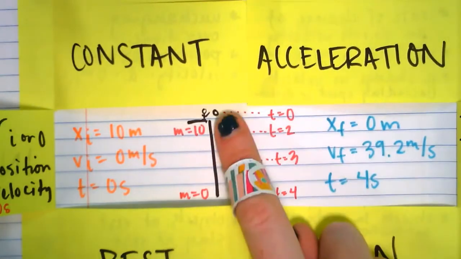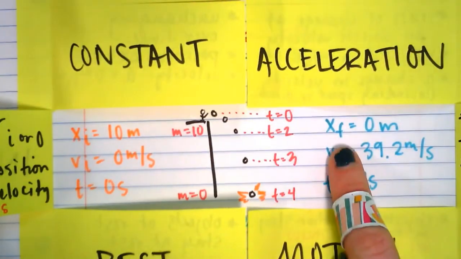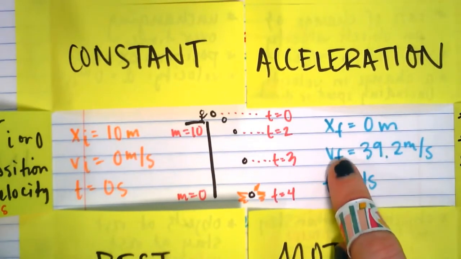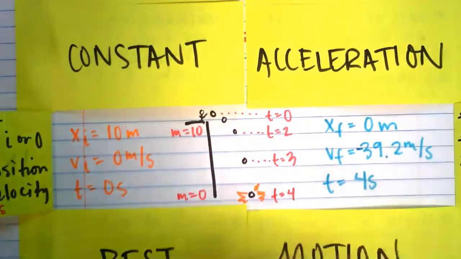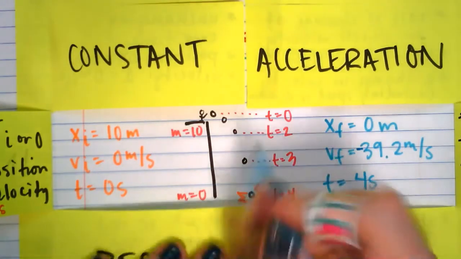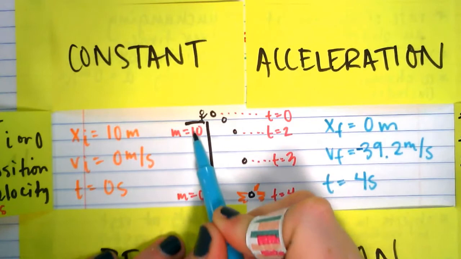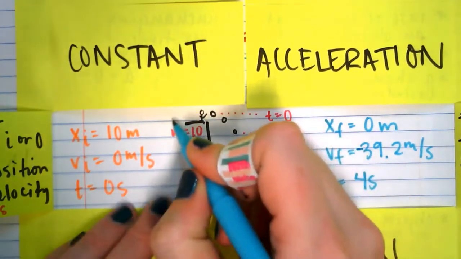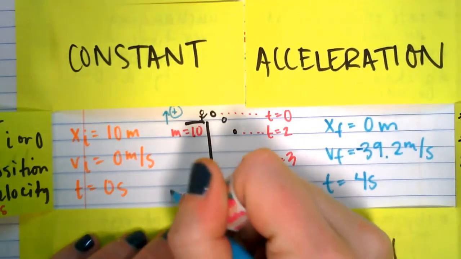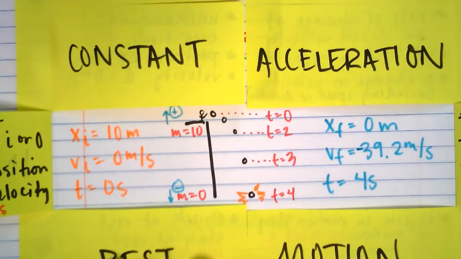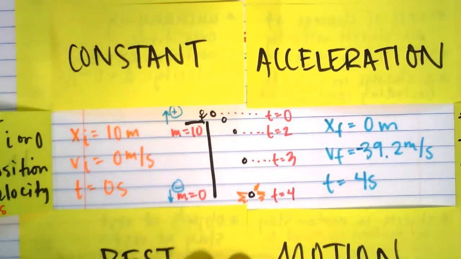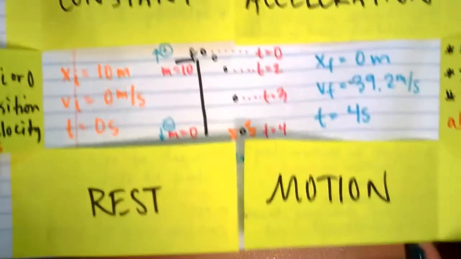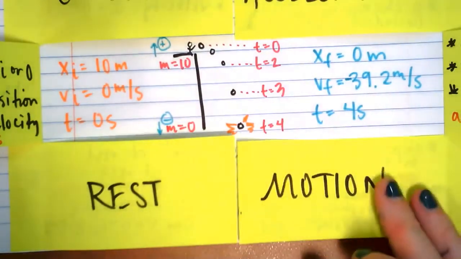The final position of the object, after it goes shoo and hits the ground, is going to be 0 meters. The final velocity of the object is going to be 39.2 meters per second. And I did some math that you'll learn how to do later. This is a negative velocity. We define the origin as this direction, positive 10 meters up here, which means moving upward is our positive direction. Moving downward is our negative direction. The time at which these final measurements are taken is 4 seconds. That's our final time.